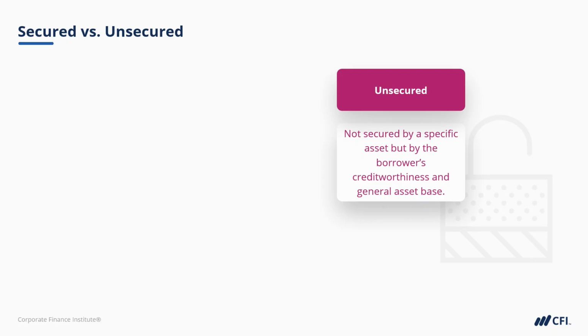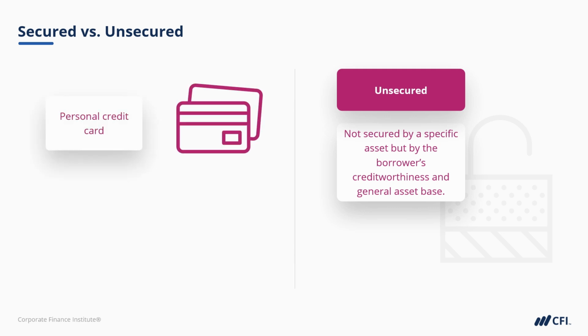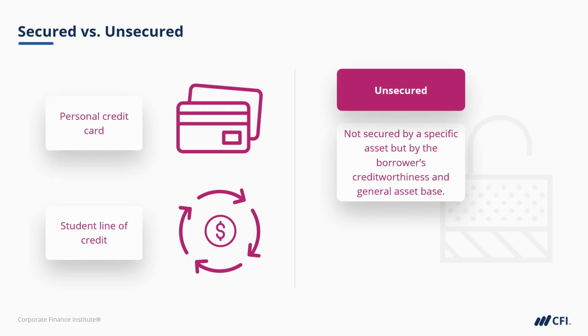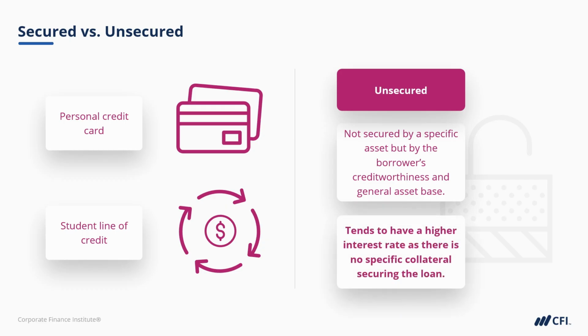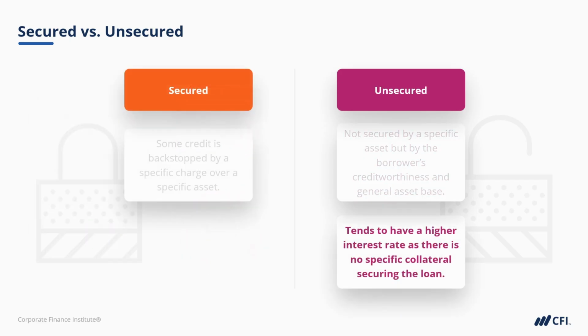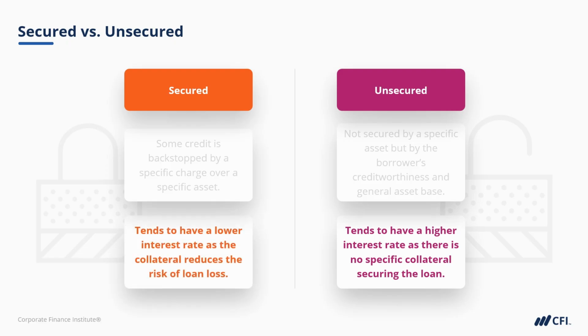Truly unsecured credit does exist, however, in personal lending. Think about a credit card, for example. A student line of credit, too, has no specific underlying asset. Secured credit is also common in retail borrowing, like home mortgages and car loans. In general, and all other factors being equal, secured credit tends to have a lower interest rate than unsecured credit, since a strong and specific collateral position makes the risk of loan loss a little lower.